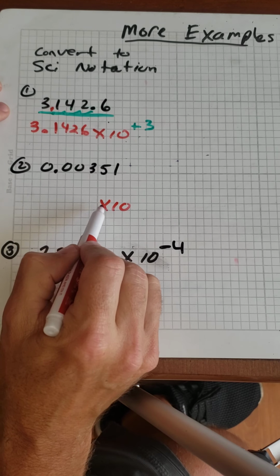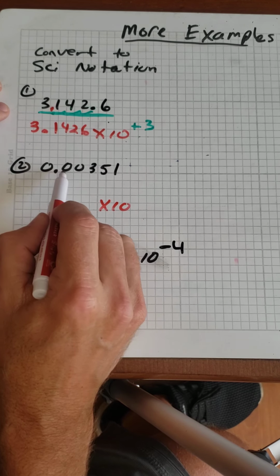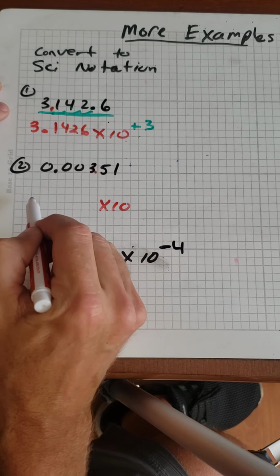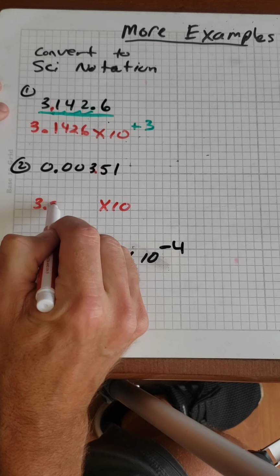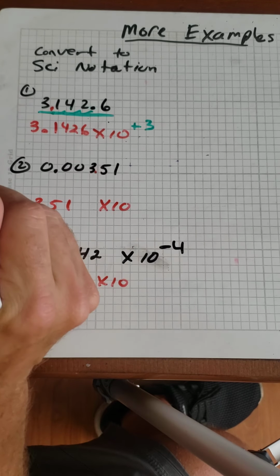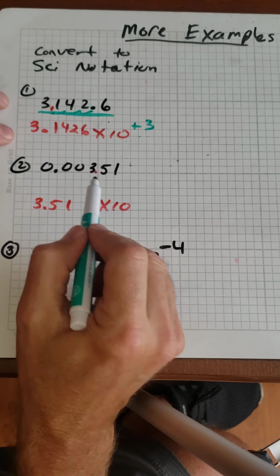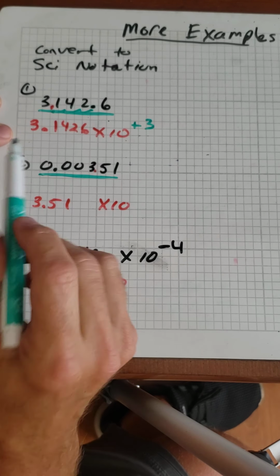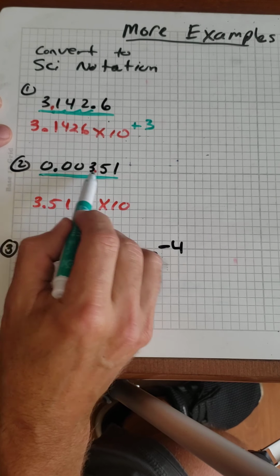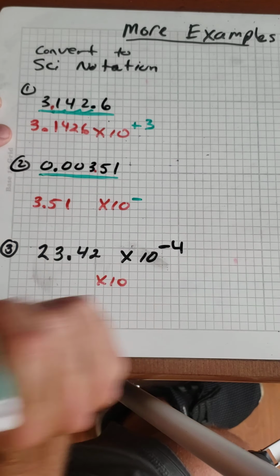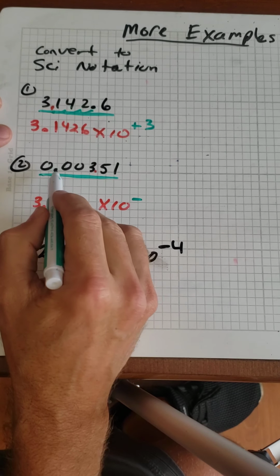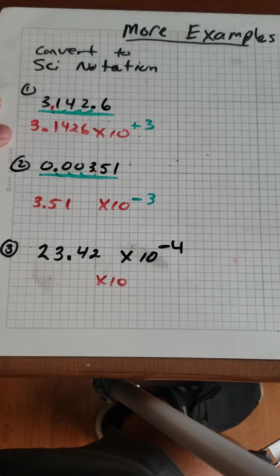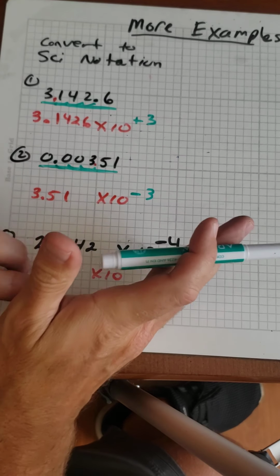Okay, so I've already done my times 10. And I know that this decimal point needs to make this number between 1 and 10. So that means it has to go right there. So my new number is 3.51 times 10. And then I need to do my exponent. I look at this number, and does this tell me if my exponent is going to be positive or negative? Well, since my original number is less than 1, that means it's going to be negative. And then I figure out how many times I moved it. Well, I moved it 1, 2, 3 times again. So times 10 to the -3.